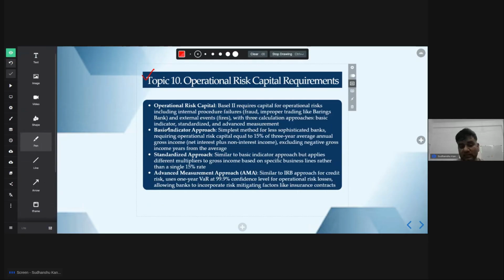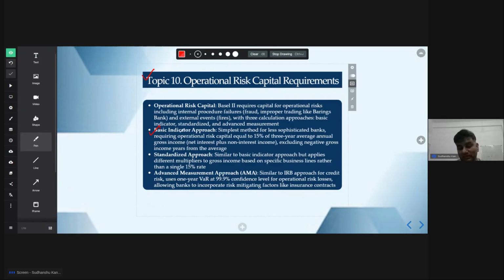One is the basic indicator approach, which is the simplest method. Capital is equal to 15% of your 3-year average annual gross income. Gross income includes your net interest income and your non-interest income. Years with negative gross income are excluded. It is designed for small or less sophisticated banks.